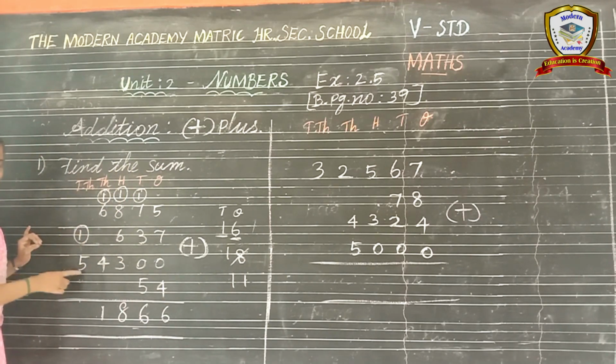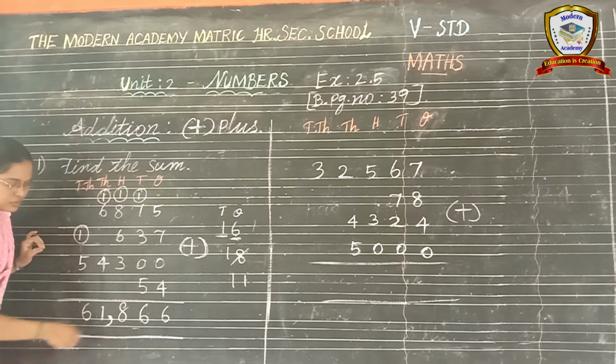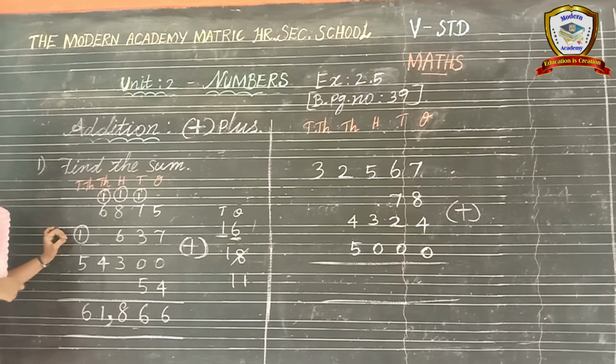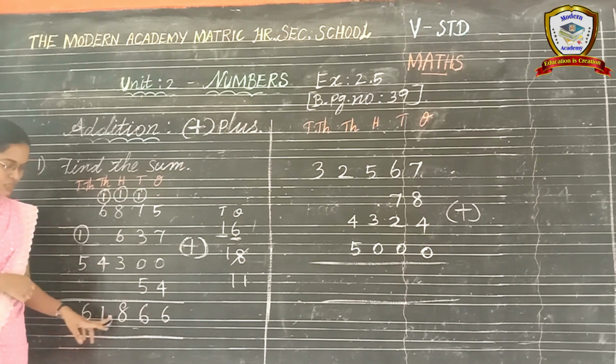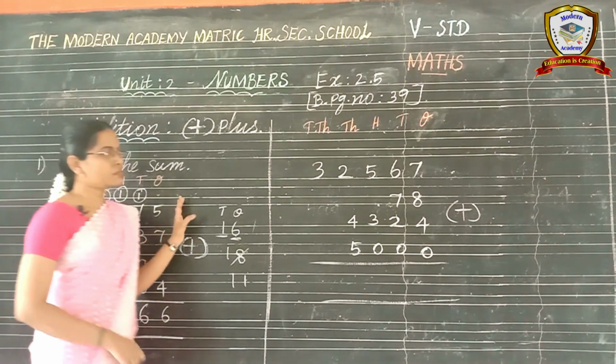So 1 plus 5 is 6. Now we can insert comma. 3 digit before insert comma. So what is answer? 61,866. Okay, let's see second problem.